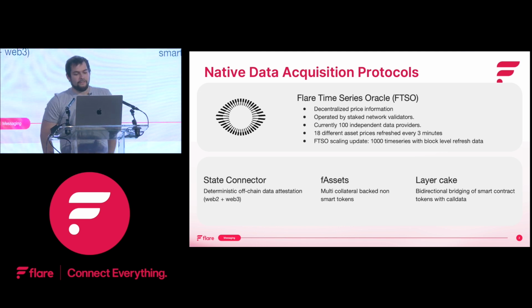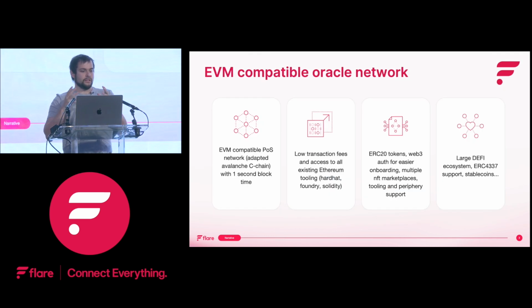We also have F-assets coming on chain pretty soon. Those are multi-collateral backed non-smart tokens, so you can have a wrapped Bitcoin, as said before. And Layer Cake offering you bidirectional bridging of smart contract tokens together with cold data. So all this gives you a full EVM developer experience on a smart chain with low gas fees and enables you to build a bunch of stuff.